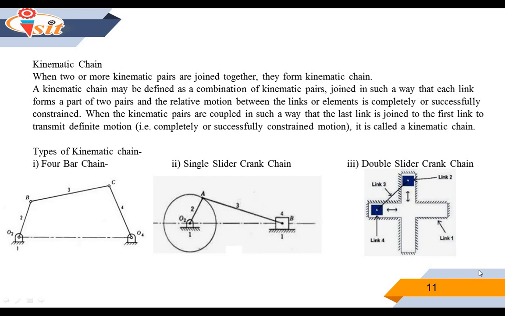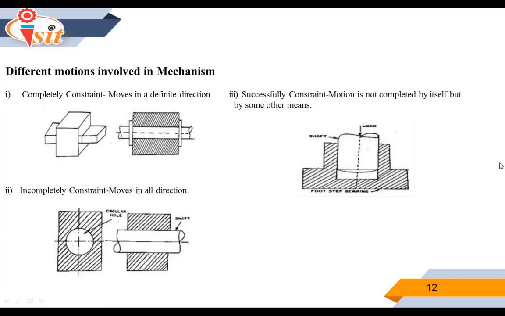So the double slider crank mechanism is named so for its distinctive combination of 2 sliding pairs and 2 turning pairs, which is key to its mechanical functionality. So this mechanism is comprised of 2 sliders, a mobile frame, and a linking component that securely maintains the distance between the 2 sliders. Okay, so this design converts rotary motion into reciprocating linear motion with remarkable precision and control. Okay, so these are the 3 types, that is 4-bar chain, single slider crank chain, and double slider crank chain of the kinematic chain.